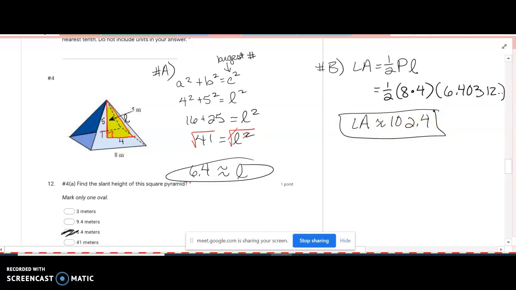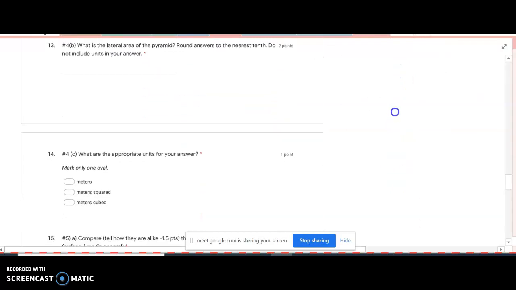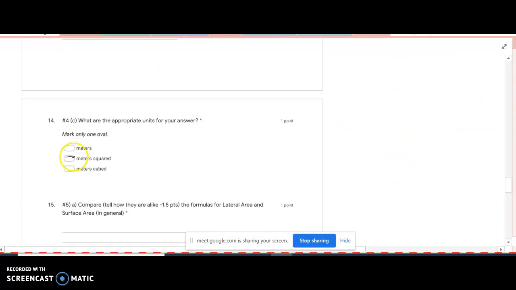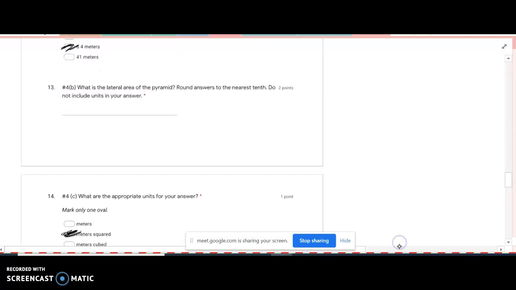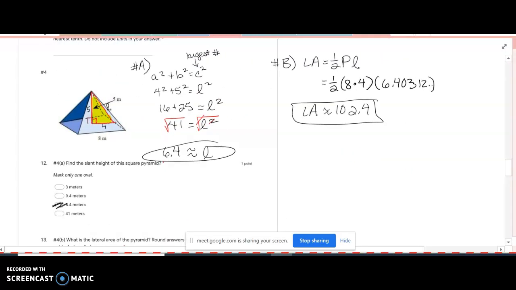You don't have the base yet. You don't add the base. Let's see. And then what are the appropriate units? The answer is for anything with area in it. Doesn't matter if it's area, surface area, lateral area. Anything with area is going to be squared units. I guess I didn't ask you to find the total surface area on this one, so you did not have to add the area of the base on number 4.